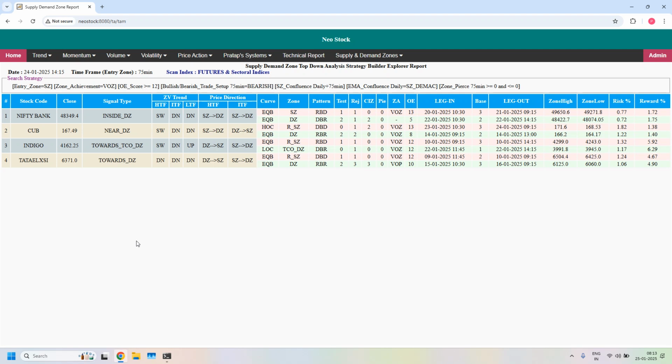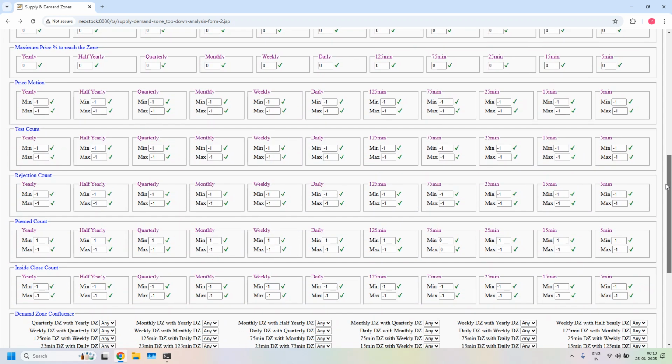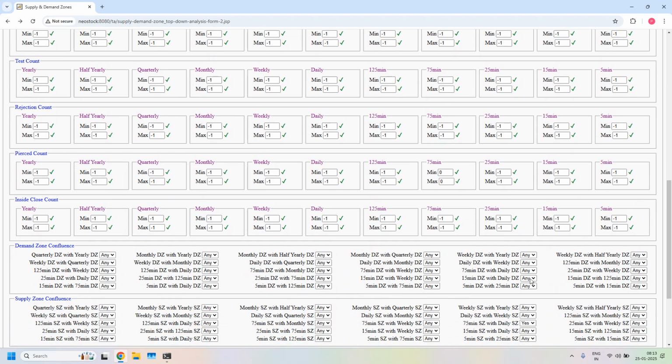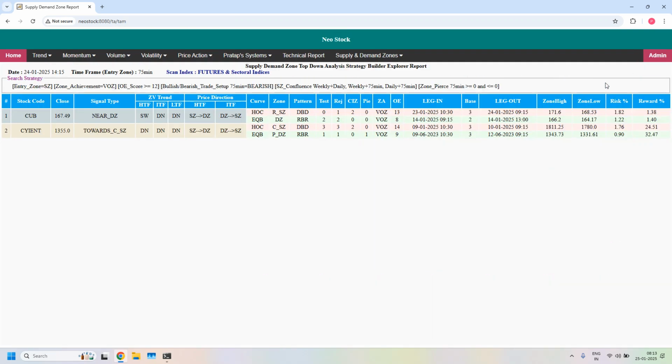75-minute supply zones. Next, let us look for LTF, ITF, HTF supply zone confluence. Removing EMA filter. In the supply zone confluence, we should set 3 filters. First filter is already enabled. Second one is 75 minutes with weekly supply zone confluence. Third one is daily with weekly supply zone confluence. With all the 3 filters enabled, we got 2 stocks, and out of these 2, the second one is having a downtrend.